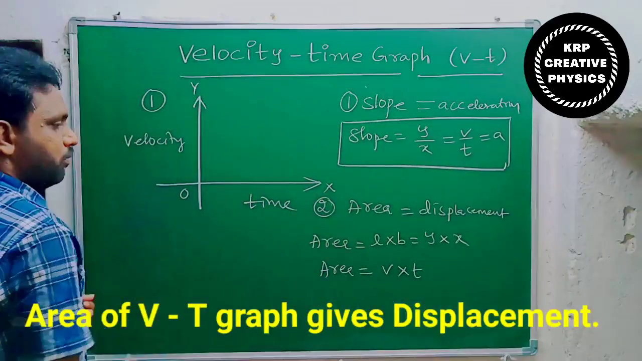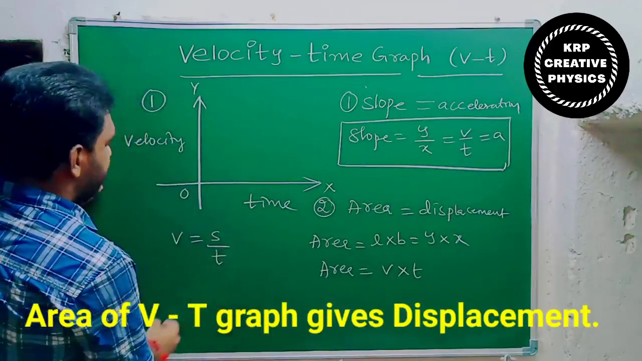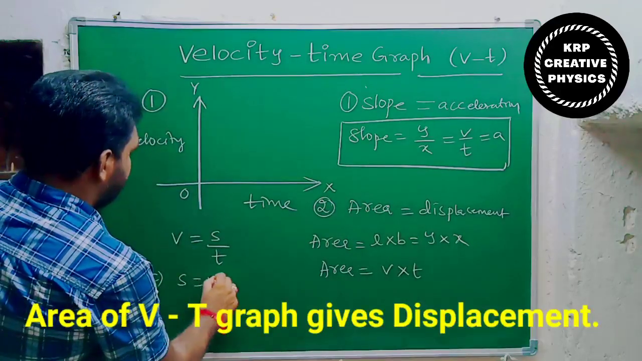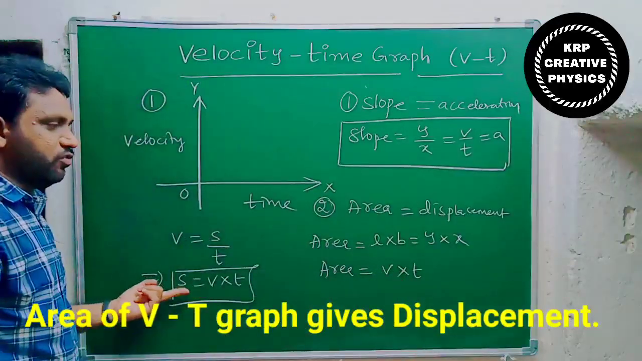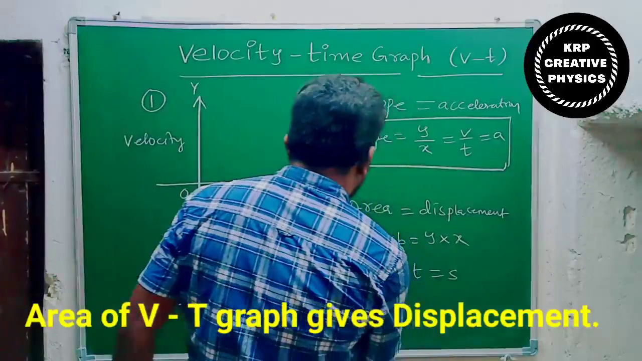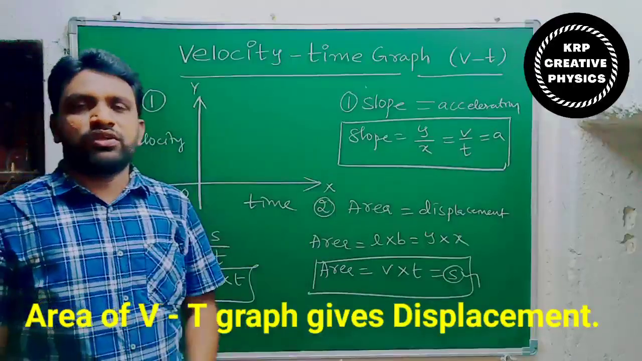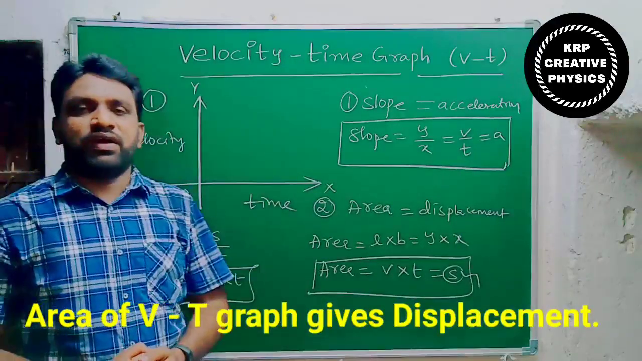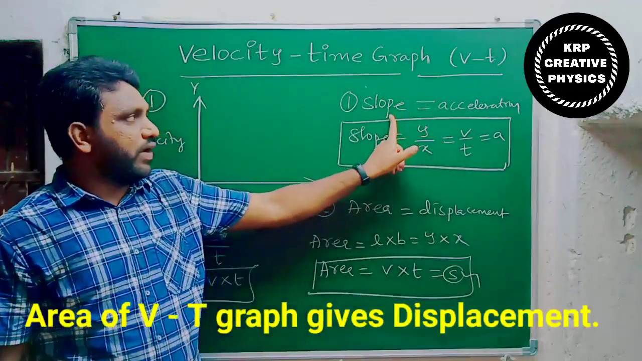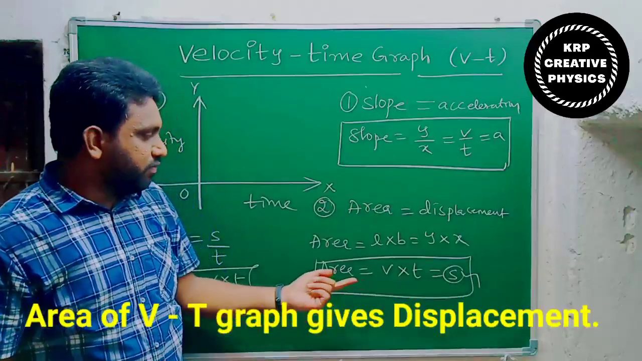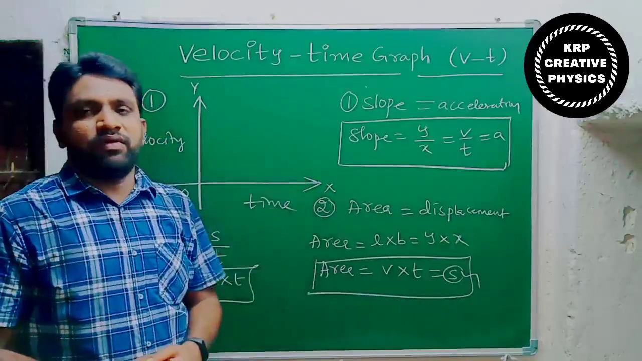Now come to this side. We know that velocity equals displacement by time. From this equation, displacement equals velocity into time. So velocity into time gives displacement, and area equals displacement. Displacement is denoted with the letter S. These two things you should know. With the help of the velocity time graph, we can find two physical quantities. The first one is acceleration: if we find the slope, we get acceleration. And if we find the area of the velocity time graph, we get the displacement. That is the main purpose of the velocity time graph.